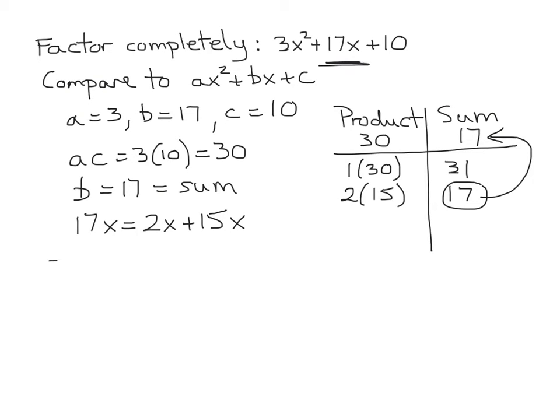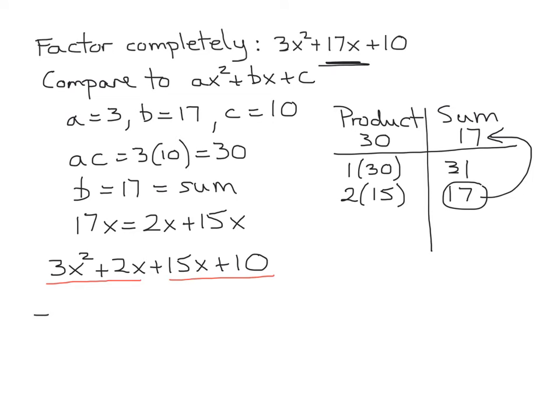So I'm going to end up with 3x squared, instead of 17x, I'm going to have plus 2x plus 15x plus 10. So now I've taken my trinomial and written it as 4 terms. So now, how are we going to factor these 4 terms? Well, remember, when you have 4 terms, you can factor by grouping. That means we're going to group the first 2 and the last 2 together.